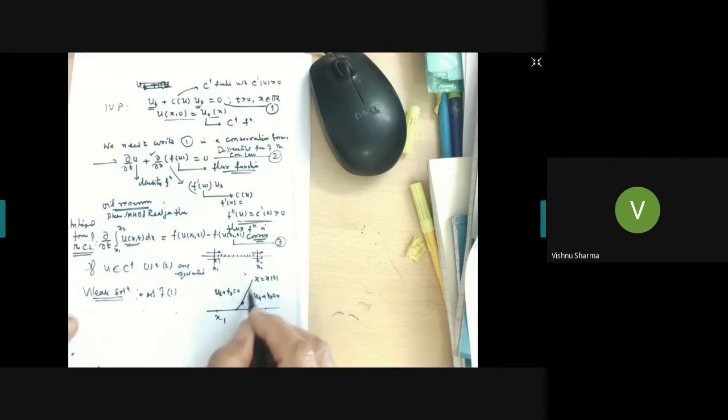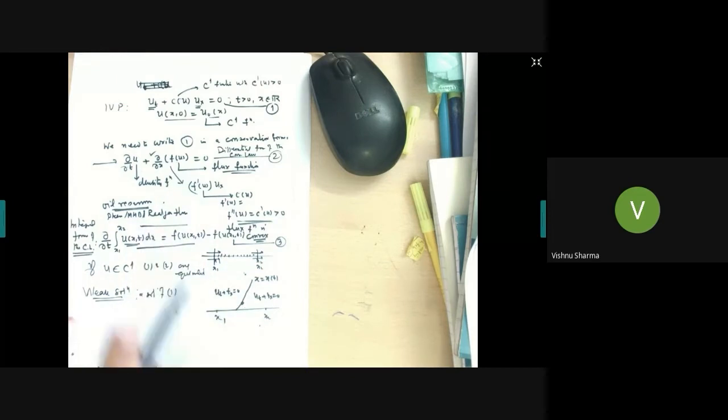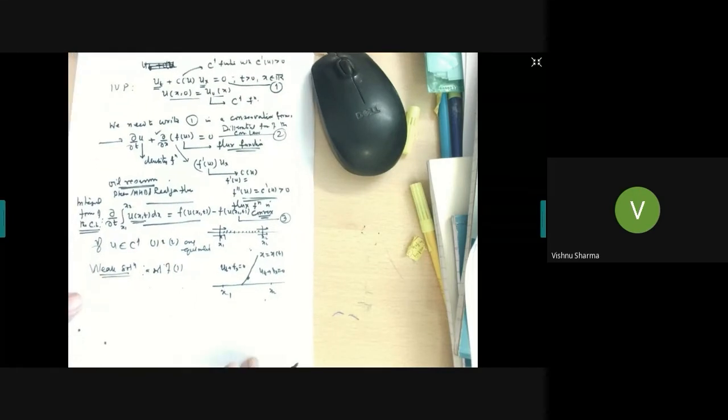But definitely, this form doesn't make any sense on the discontinuity. So we have to see that by introducing the integral representation of this conservation law, what does it enforce? That we have to see. Is it all right? Yes, sir. It is fine till now.